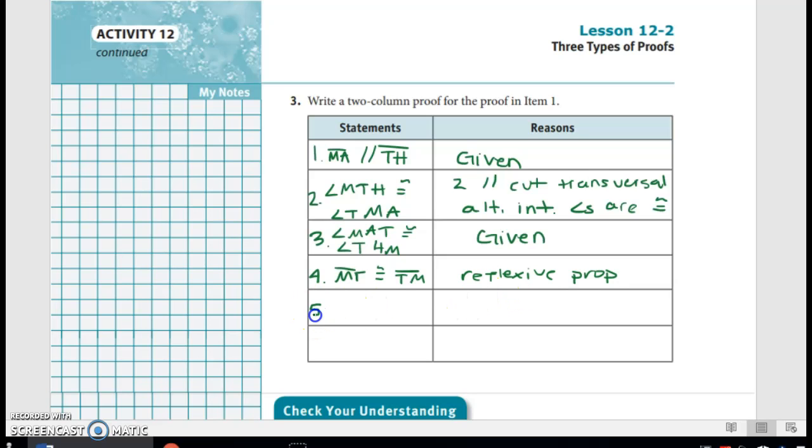So now we can prove in statement 5 that triangle MAT is congruent to triangle THM because of the angle-side postulate for congruence. Which leads us to 6, which is our objective to prove that segment MH is congruent to segment AT. And how do we know that? Because the corresponding parts of congruent triangles are congruent.